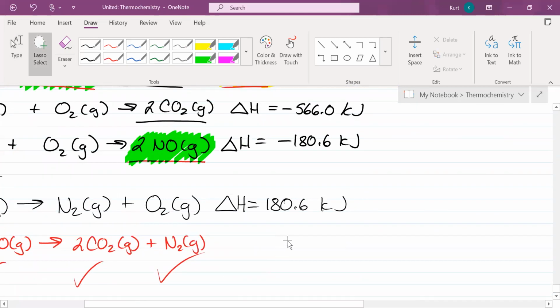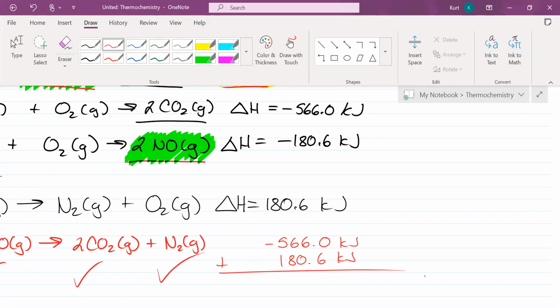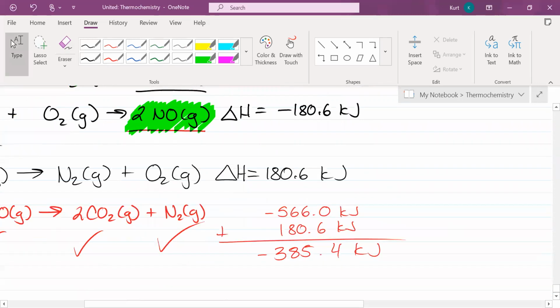So all we need to do now is just combine the enthalpies. So we have negative 566.0 kilojoules plus positive 180.6 kilojoules. Let's find out what that total is. Negative 566 plus 180.6. If you're not doing this now, why would you want to do it during the test? This is the practice. I got negative 385.4 kilojoules equals delta H.